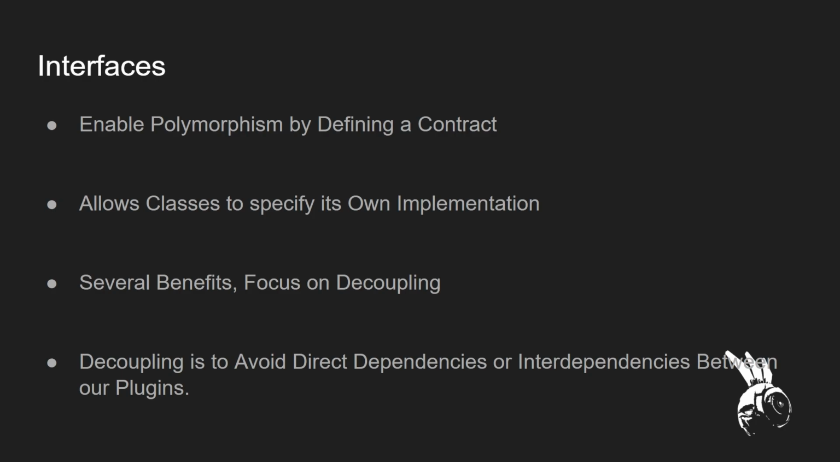So interfaces, which we've started using already, really just enable polymorphism by defining a contract specifying a set of functions that the class must implement. So each class implementing the interface can specify its own implementation by essentially providing an override to that function or method. The interfaces provide several benefits, but our focus at the moment is just the benefit that it allows us to decouple things. So we don't reference a specific class, we reference an interface, and therefore we don't have a link to that class in another plugin.